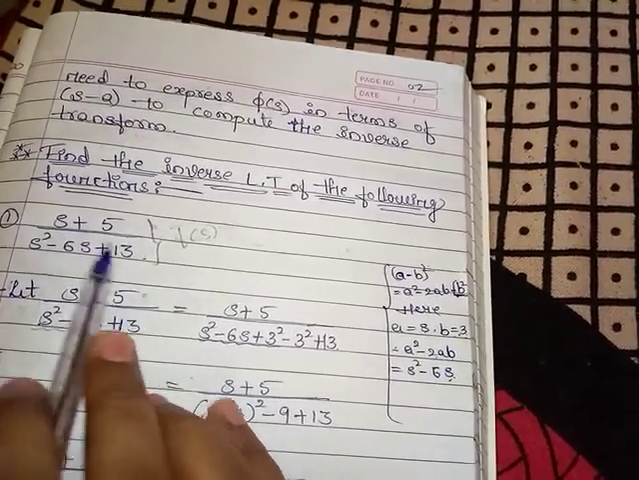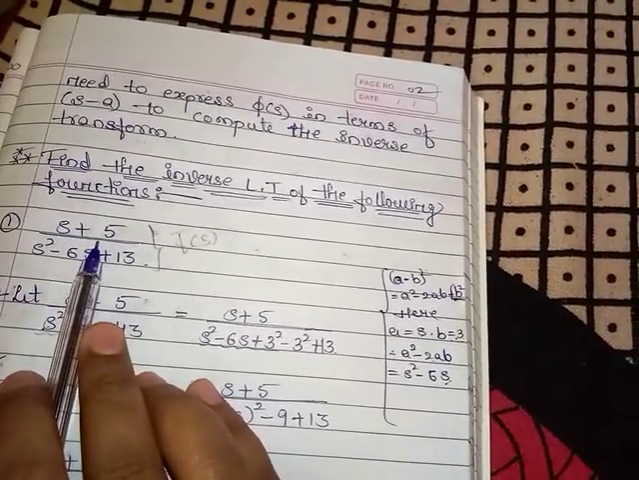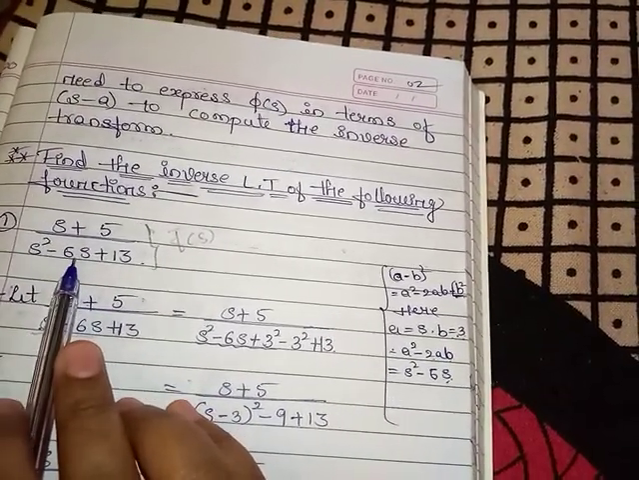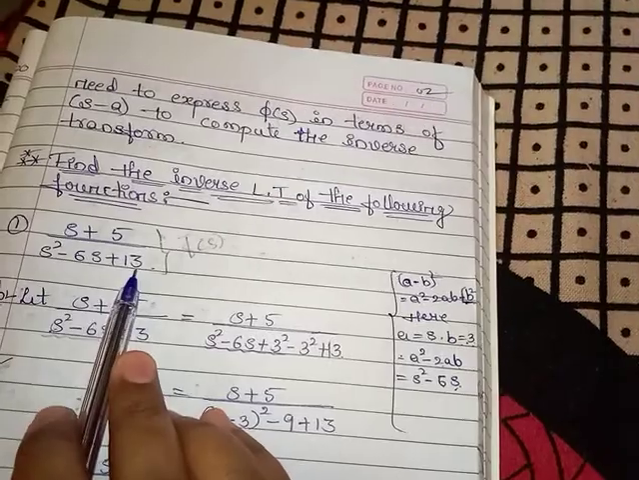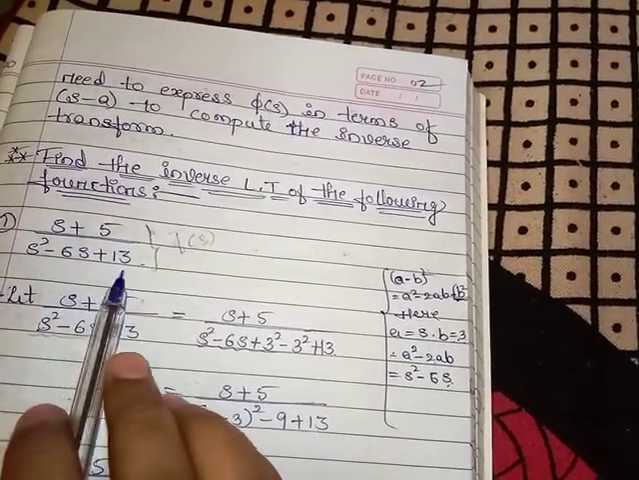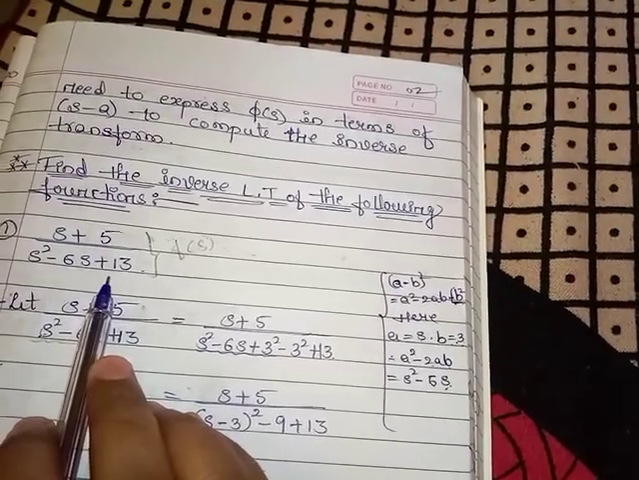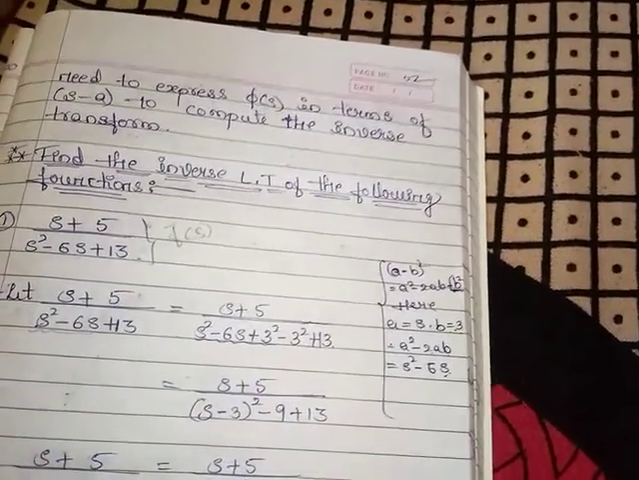See, the given function is of the form phi of s divided by ps square plus qs plus r. Here you have to convert this denominator to s minus a whole square plus or minus b square.